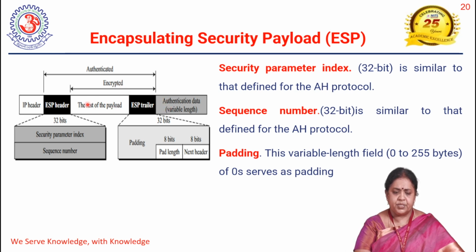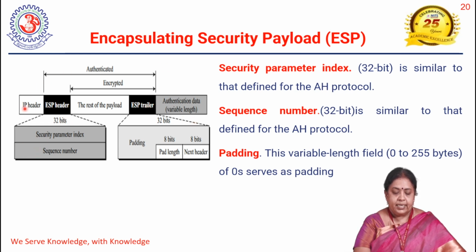After encryption, we are going to add the ESP header also. After adding the header, this will be given to the hash function in order to generate the authentication data. Then this authentication data will be appended to the end of the trailer. Okay, that is the procedure.